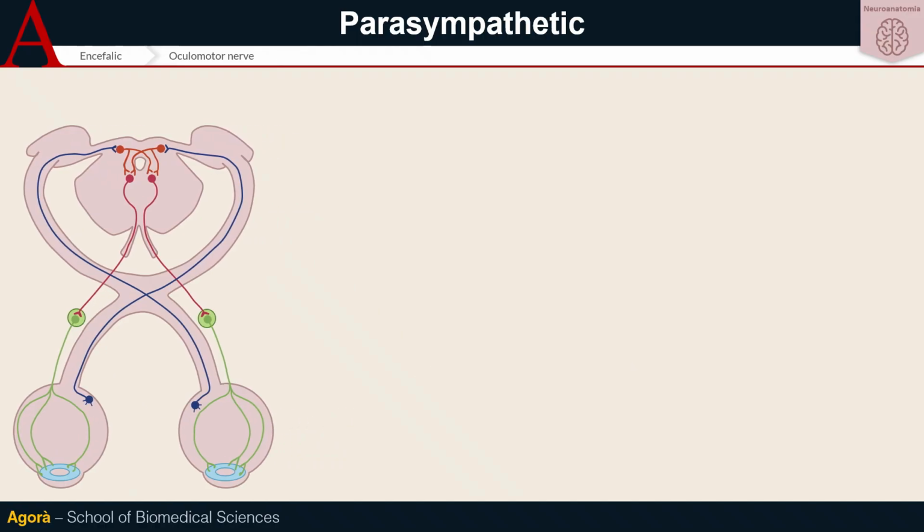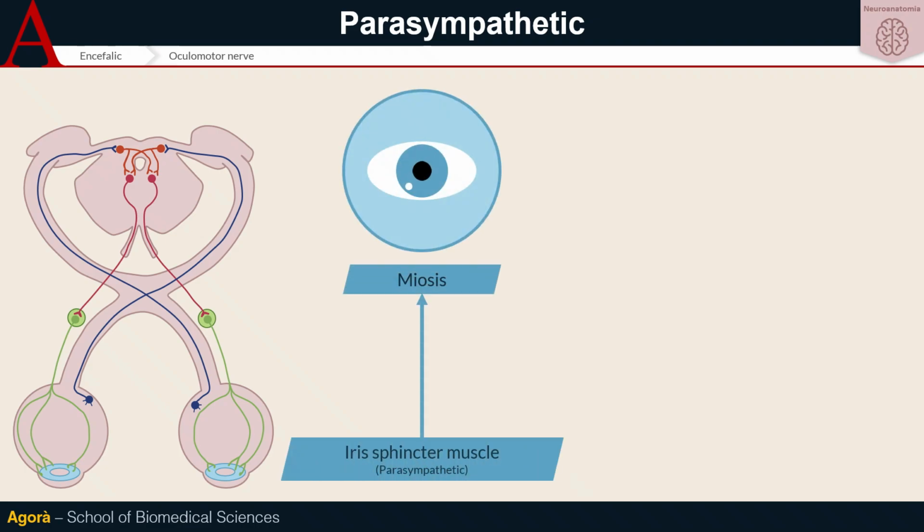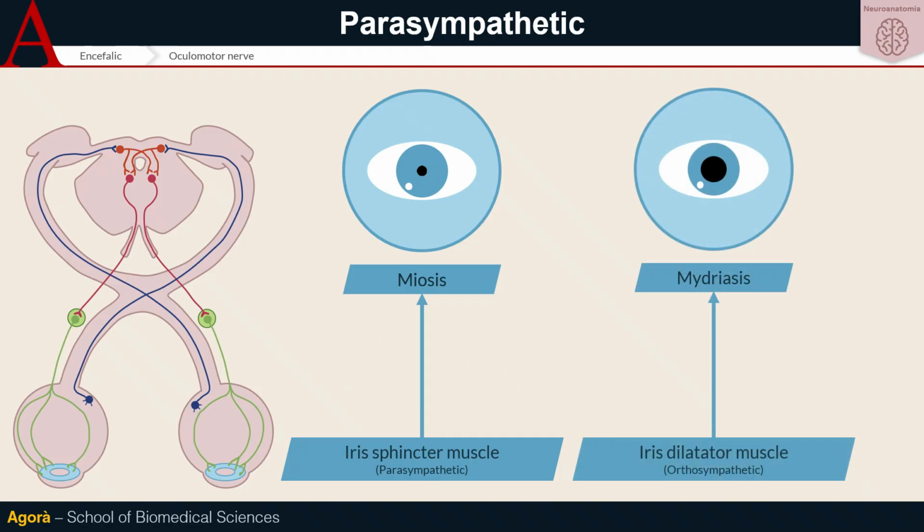In this case, the parasympathetic system will innervate the iris sphincter muscle, thereby controlling its narrowing, and therefore pupil restriction, miosis, in response to light and visual accommodation. Meanwhile, the orthosympathetic fibers innervate the iris dilator muscle, leading to pupil dilation, a process known as mydriasis.